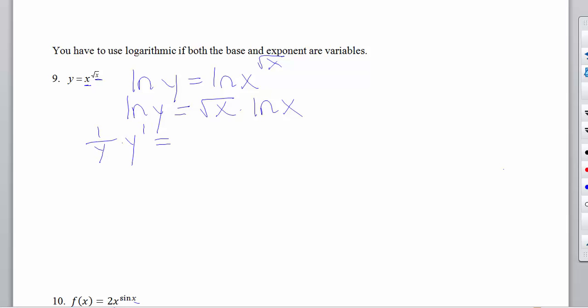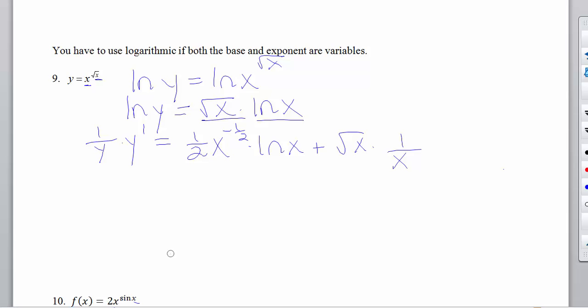Over here, I'm going to remember to use the product rule with these two. Anytime I have an x in the base and the power, I have to use logarithmic differentiation. So the derivative of root x, I have 1 half x to the negative 1 half times natural log of x plus root x times 1 over x.